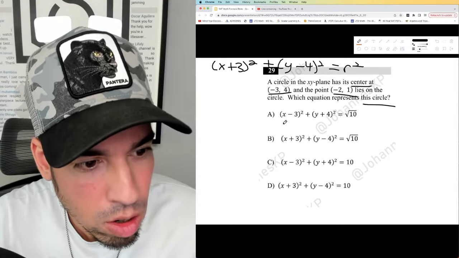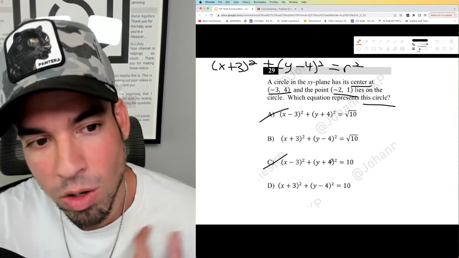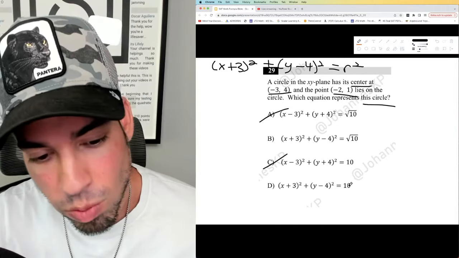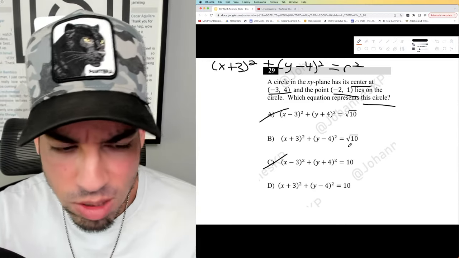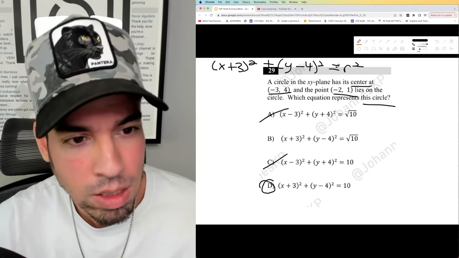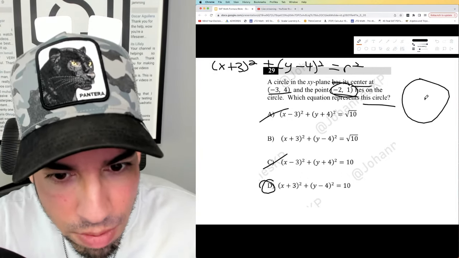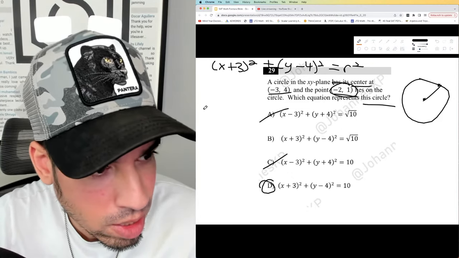So I already know this is out because it's the wrong sign. This is out. It's got to be B or D. The question is, what's the radius? Because over here we've got the radius squared. So the radius is either the square root of 10 or the fourth root of 10, which seems weird. It's probably D. But anyways, how do we use this other point on the outside of the circle? Well, if I know the center is here and this is a point, I just have to do the distance formula. So let's do that now.